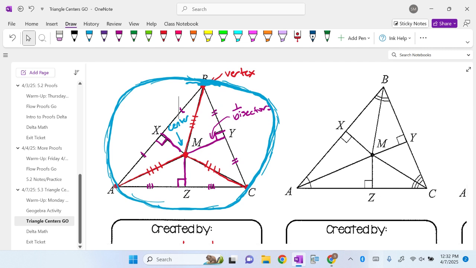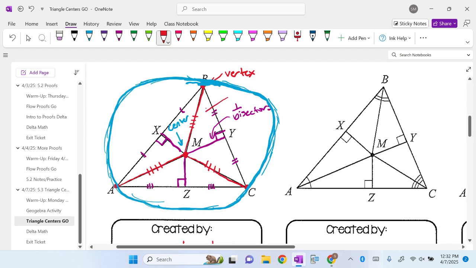So guys, this red line right here would be the circle's what? The radius. So all of these red lines are also the radius of the circumcircle. All right. So that is a circumcenter.